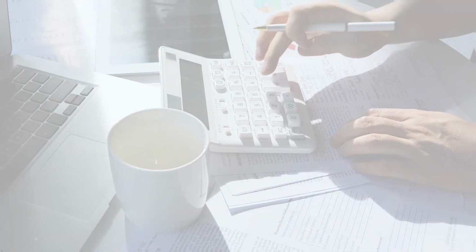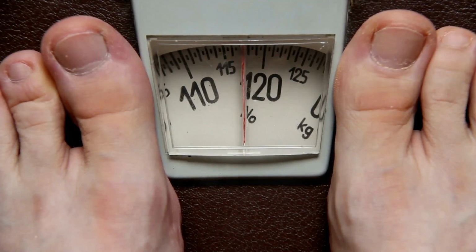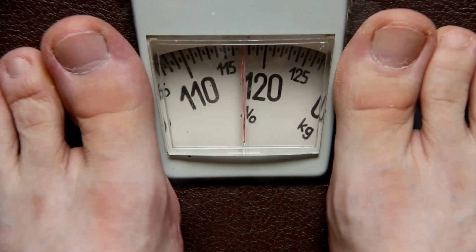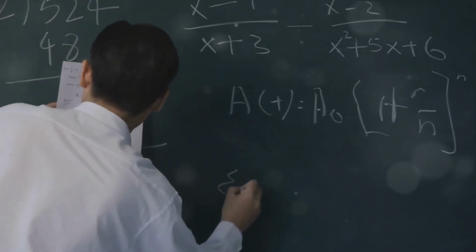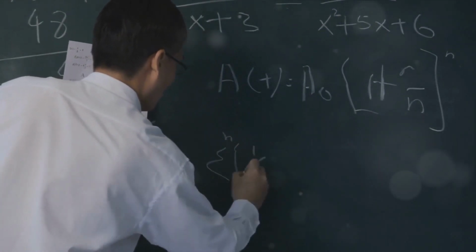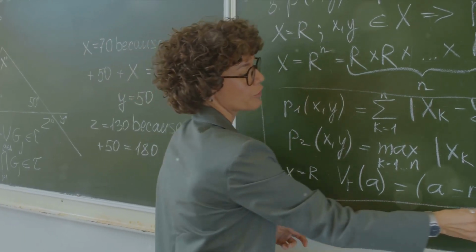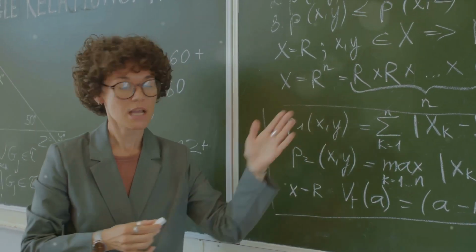Next, you'll need to calculate the residuals for each data point. This involves subtracting the predicted weight from the observed weight. Squaring these residuals and adding them all together gives you the sum of squared residuals. The goal of OLS is to find the parameters that minimize this sum. Achieving this requires a bit of calculus, specifically taking the derivative of the sum of squared residuals with respect to each parameter, setting these derivatives equal to 0 and solving for the parameters.